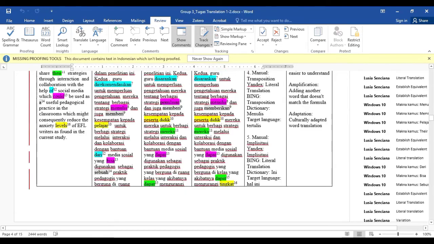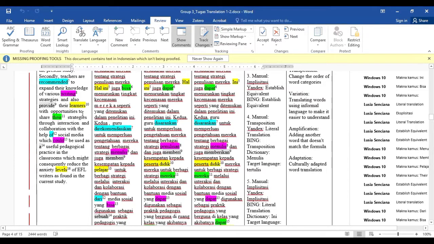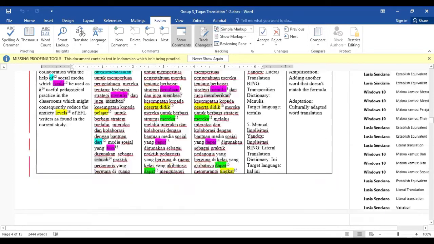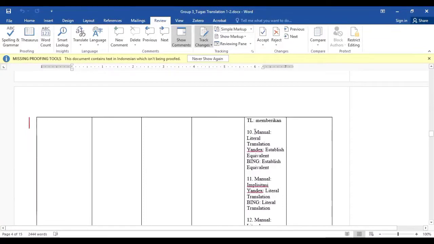Okay, next is number 10. This is learners. Learners in the dictionary meaning is pelajar, and in the manual translator, interpreted to pelajar. In the Yandex is peserta didik, and in the Bing translator is peserta didik. So the method number 10 is manual translator using literal translation. This is word by word translation process, and in the Yandex and Bing translator using established equivalent. This is patent word translation or in accordance with everything.